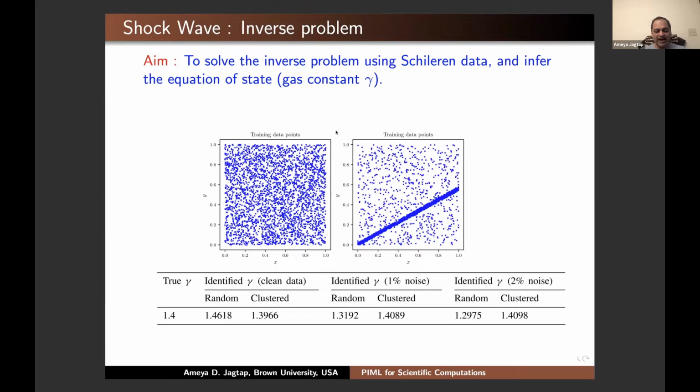The orientation of the shock highly depends on the type of gas which we are using. Here we are using air. For air, the value of the gas constant is 1.4, and that's the inverse problem here. We are actually finding the gas constant, or basically what the medium is. In this case, it's air, from the data obtained from the experimental setup, Schlieren data.